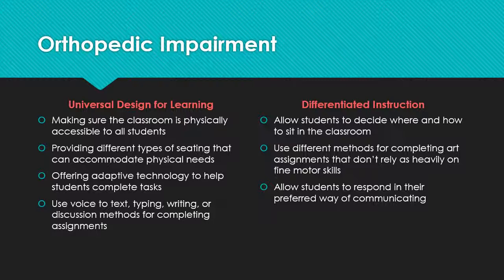So for universal design for learning, one of the biggest things is just making sure that your classroom is physically accessible for your students. And then you can use other assistive technology like voice to text and using keyboards to help students who need that. And then with differentiated instruction, allowing your students to decide where they sit, so that way they're comfortable and feel secure in their surroundings, and you can understand what kind of desk they need. And then allowing your students once again to respond in their preferred way of communicating.